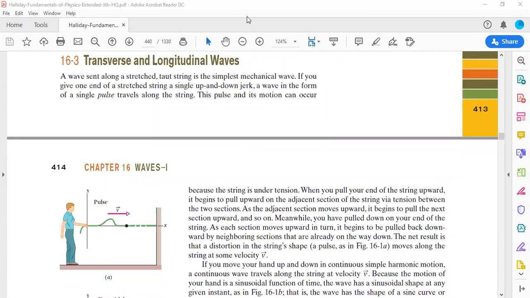Yes, yes, Rahman Hassan. The transverse and longitudinal waves.